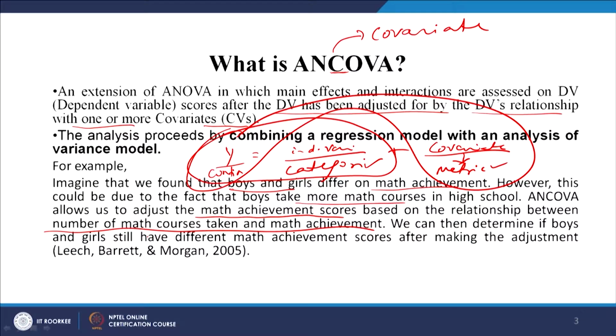So, that is why the presence of this variable, the number of maths courses taken, helps us to control and understand the actual, the right effect. Okay. So, we can then determine if boys and girls still have different math achievement scores after making the adjustment for the maths courses that they have taken, right. So, now we understand what this ANCOVA actually is.